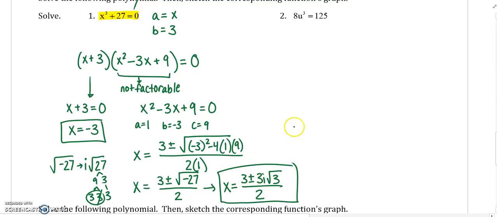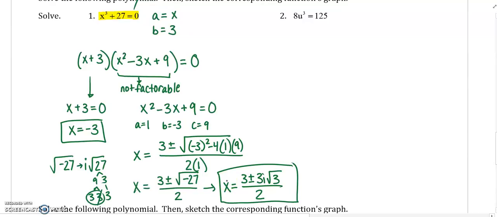Now remember before I mentioned how the degree can tell you how many solutions you've got. Well, the degree is 3 here. So since the degree is 3, I should have 3 solutions. I've got 1 right here, and then because this is plus or minus, that means I have 2 more. So those are my 3 solutions.